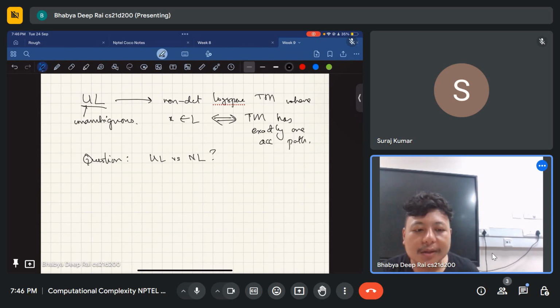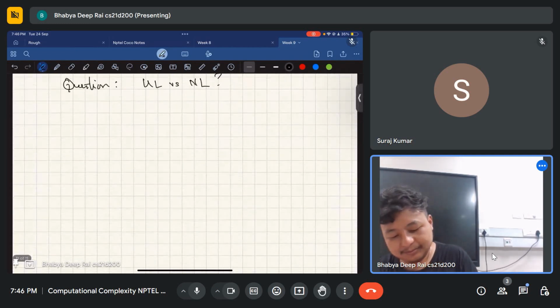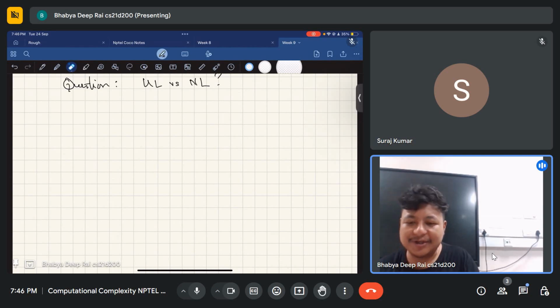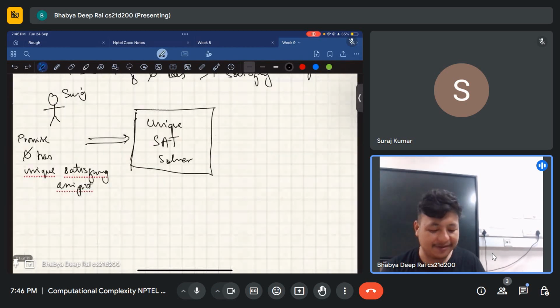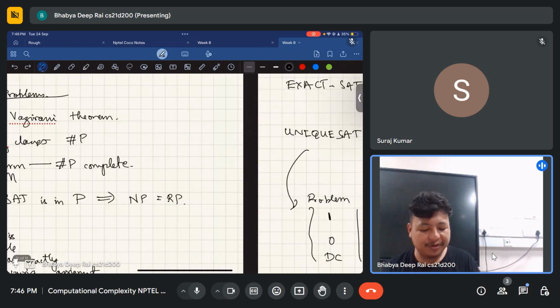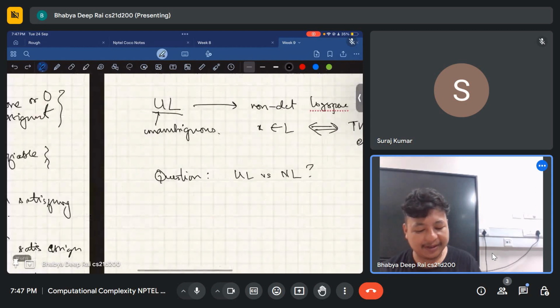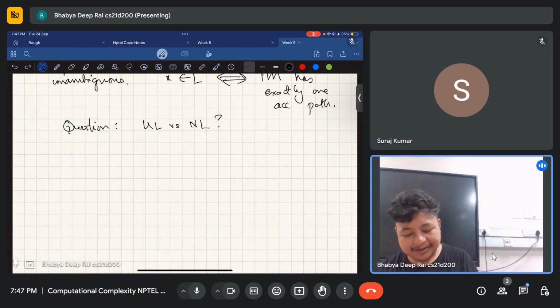Now there is a nice theorem. So we can ask the same question, right? How close is NL with respect to UL? Similarly, we asked how close is UP with respect to NP, and we said probably they are very close. Probably NP is equal to UP. Similarly, the question is, are they the same or are they separate?